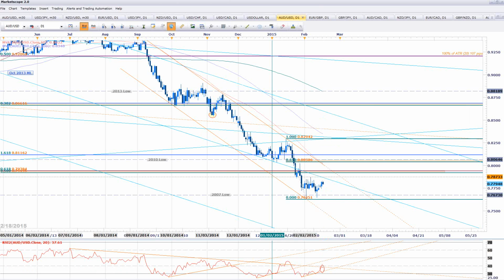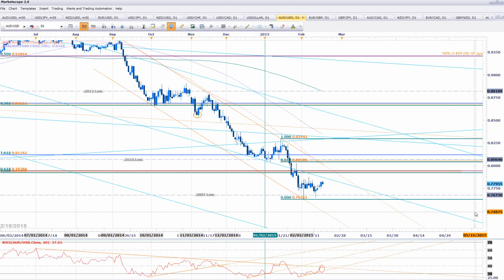So that's the focus, at least for me. See if we can get a tag of this median line. See if we can get a tag of the opening range high for the month. And that's really the region that would set us off for a little bit more of an extended upside play.